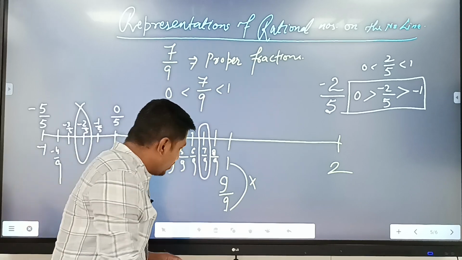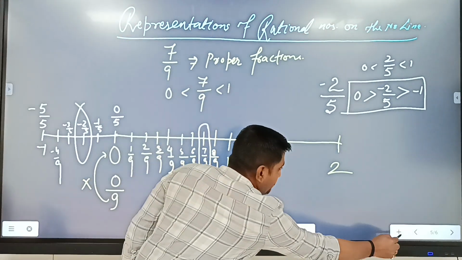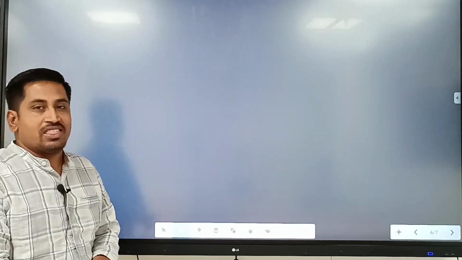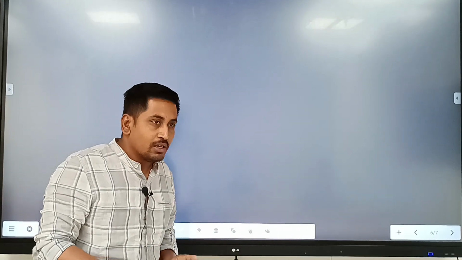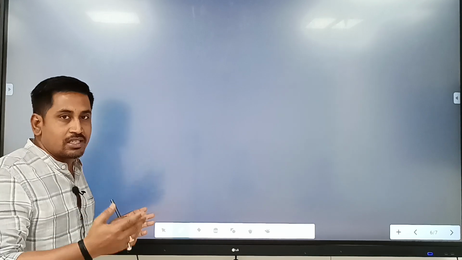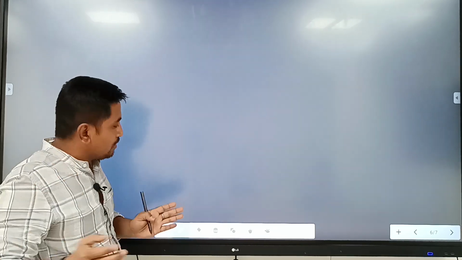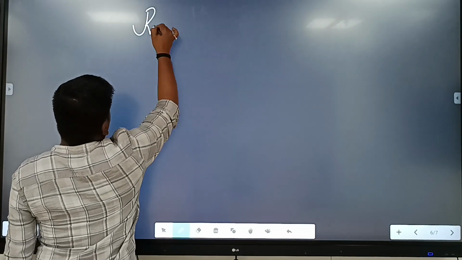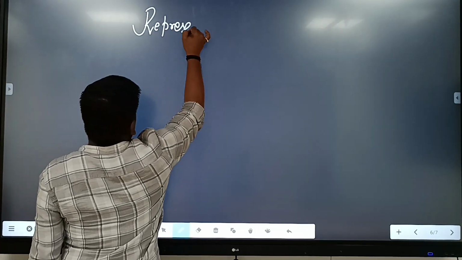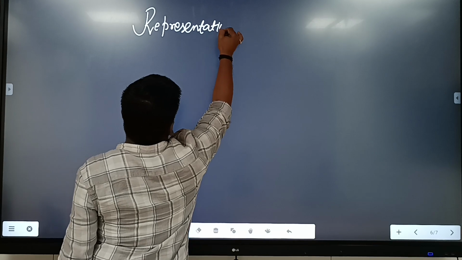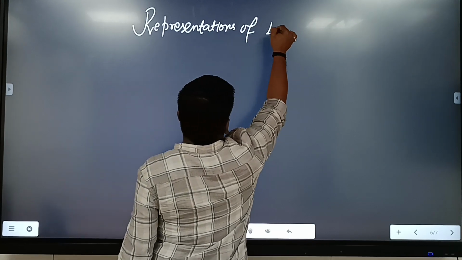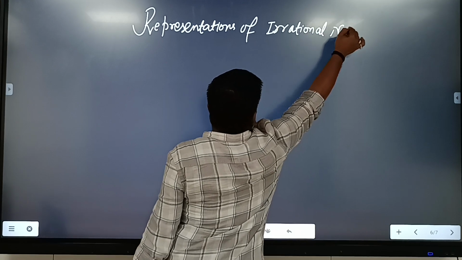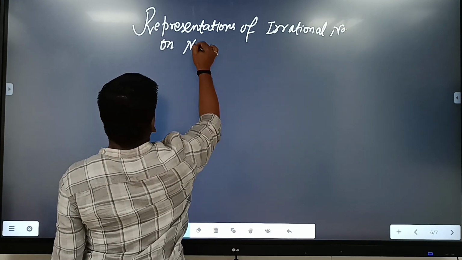Okay. Now the next one is to represent irrational numbers on the number line, and this is the last topic that we are going to discuss in today's session. After this session, we will discuss some more about the topics that we are going to leave in today's session. Now we have another topic, that is representations of irrational numbers on number line.